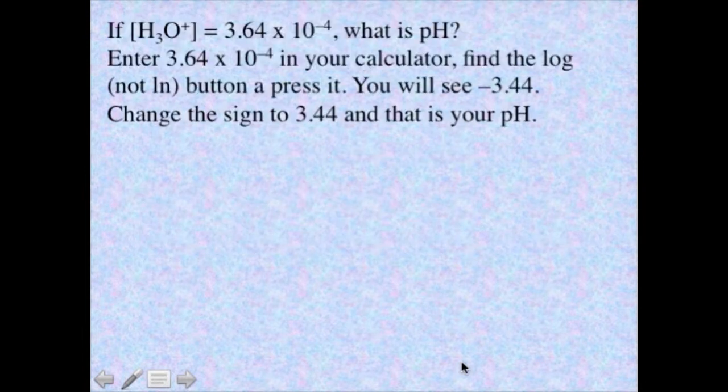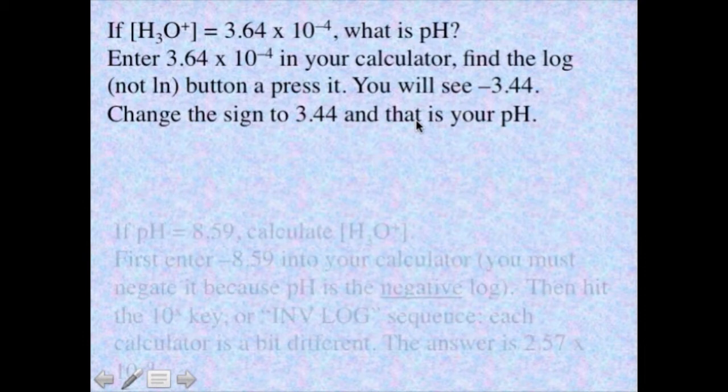So let's practice converting a hydronium ion concentration, in this case 3.64 times 10 to the minus 4, to pH. Take your calculator and follow along. First enter 3.64 times 10 to the minus 4 into your calculator. Then find the LOG button, not the LN button, and press it. And you should see minus 3.44. You're going to change the sign because pH, after all, is the negative of the logarithm. Change the sign to 3.44, and there's your pH.